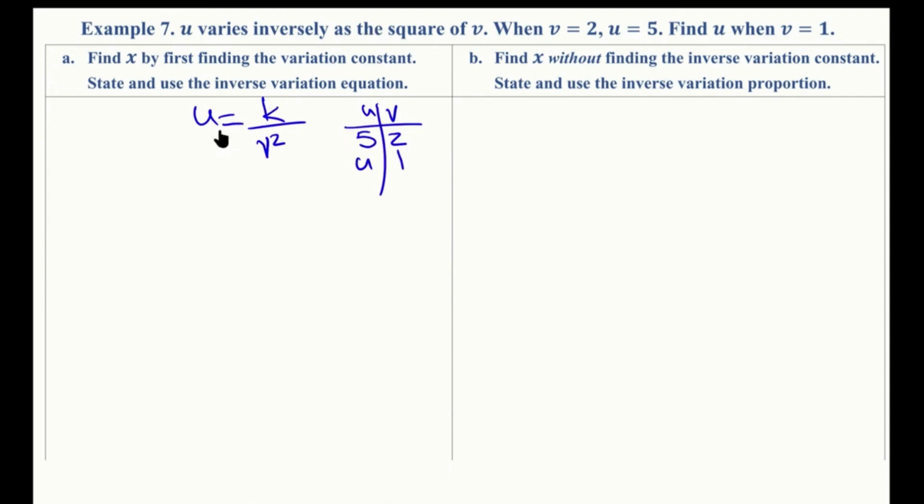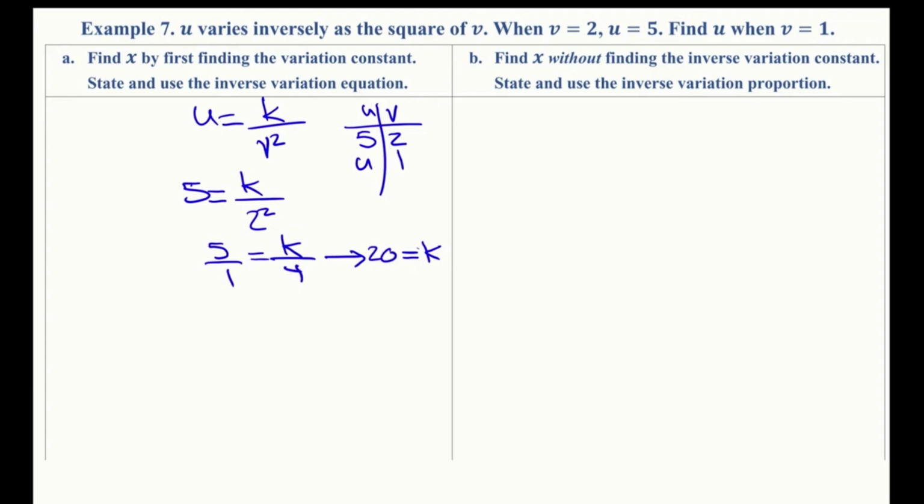So here we have k that we're looking for, and we're going to use those two values. So this time let's just go ahead and plug in. I want you to mix things up. Last time I solved for k first, then I plugged in. I want you to know you can just plug in too. So 5 equals k over v squared, which is 2 squared. So we get 5 over 1 equals k over 4. Therefore k equals what? k times 1 is k, 5 times 4 is 20.